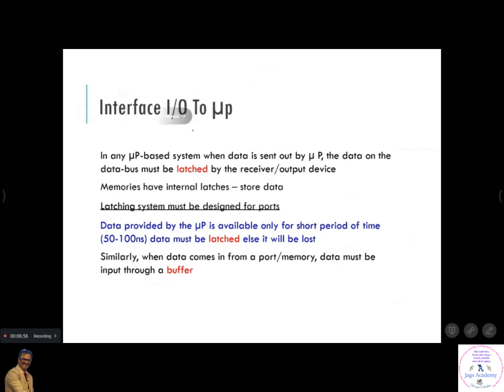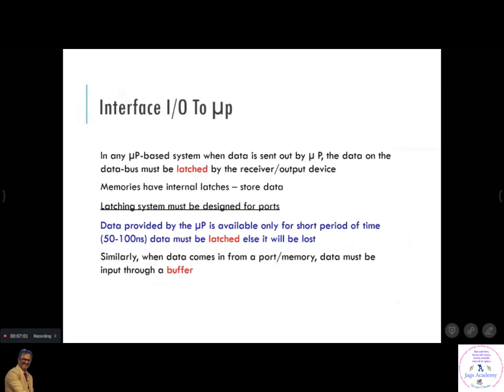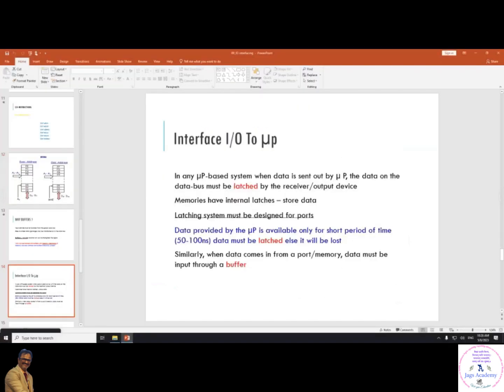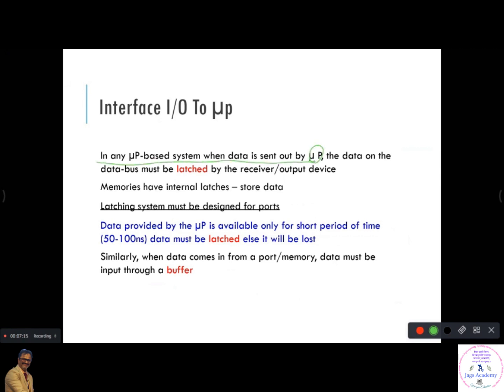How do you interface your IO device? Can I interface it directly, or do I need something to be connected in between? In any microprocessor system, when data is sent out by the microprocessor, the data on the data bus must be latched by the receiver output device. As I told you, memory has internal latches to store the data. Now this latching system must be designed by ports.